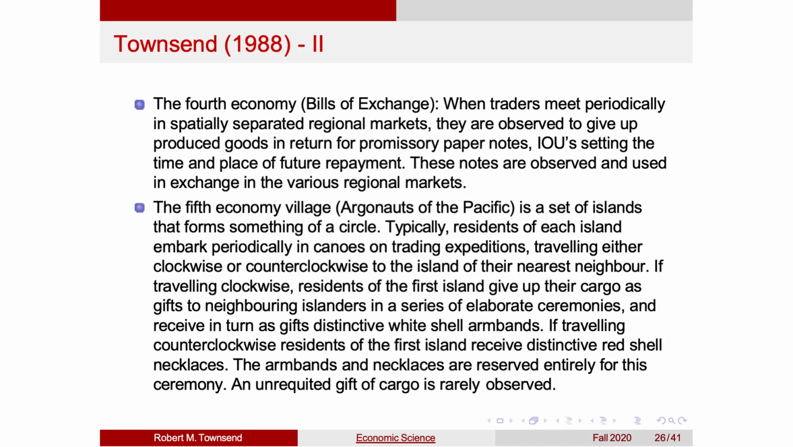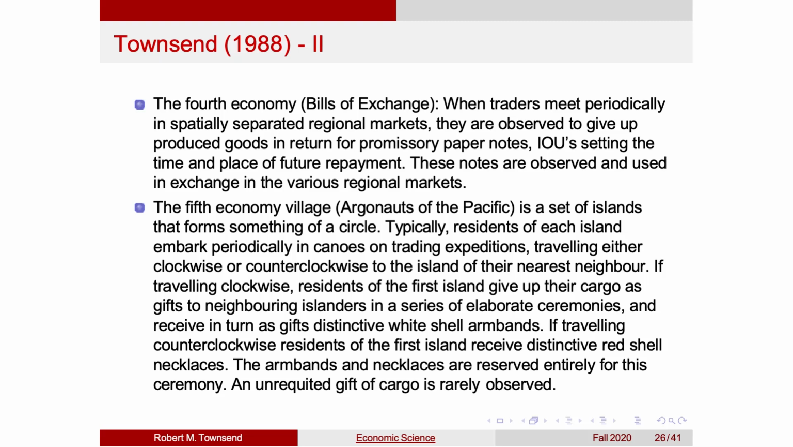The fifth economy is from Malinowski's book, Argonauts of the Pacific. It's another set of islands, well, villages, but they're on islands, and they form a circle. So typically, residents of each island embark in canoes on trading expeditions, traveling either in a clockwise or counterclockwise direction to the nearest island neighbor. If they're traveling in a clockwise direction, when they reach the beach of the island of destination, they give up their cargo to those neighboring islanders.